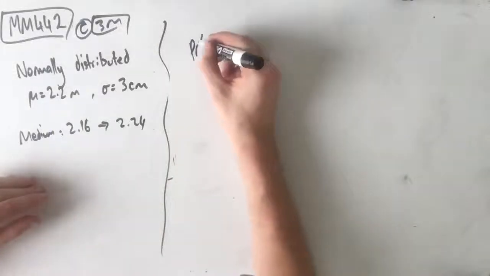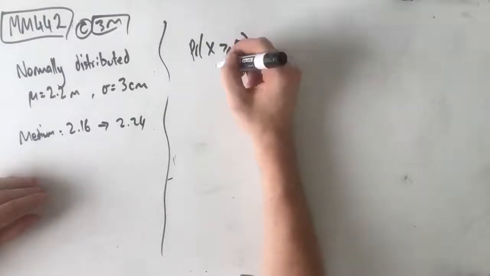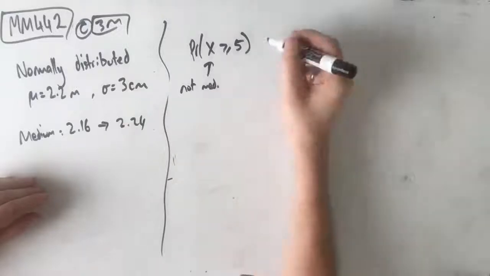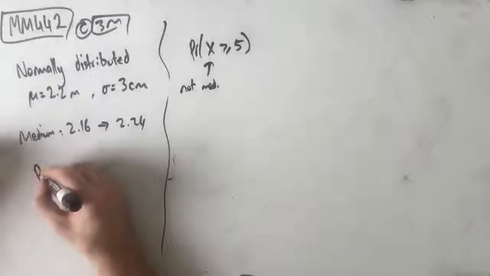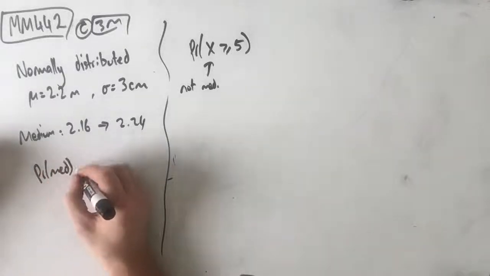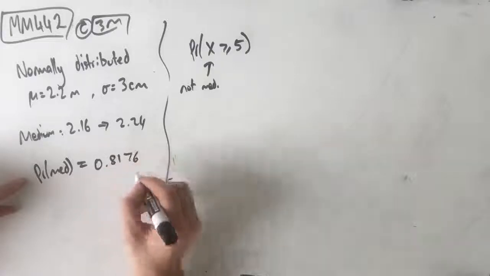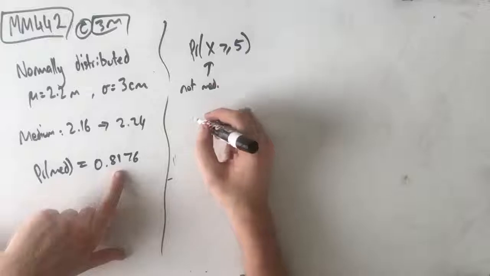Okay, so we're looking for the probability that at least 5 of them are not medium-sized. Okay, so where x is not medium, right? Now, we know that according to the previous part in our question, the probability that any given pole is medium is 0.8176, which means that the probability that one of them is not medium is 1 minus that, right?